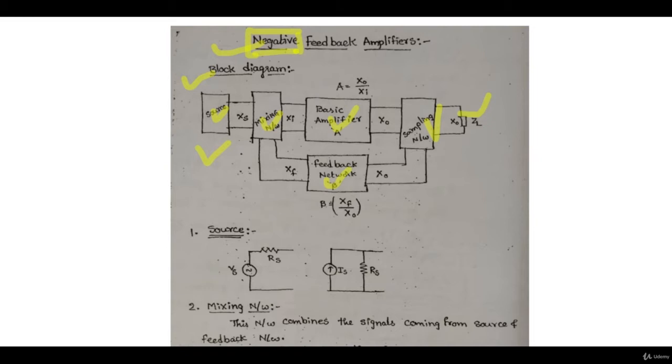So this is the top view of the negative feedback amplifier. We have seen this part till now. The basic amplifier can be common collector, common emitter, or common base; these are all basic amplifiers for us. Mostly we will be using common emitter only. We will see what the other blocks are.